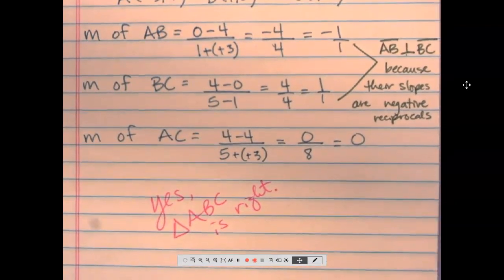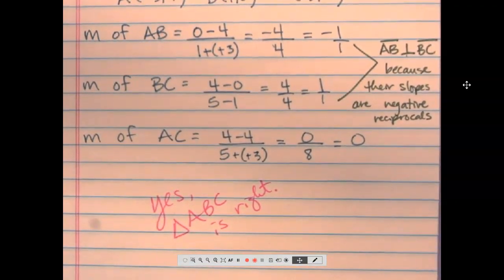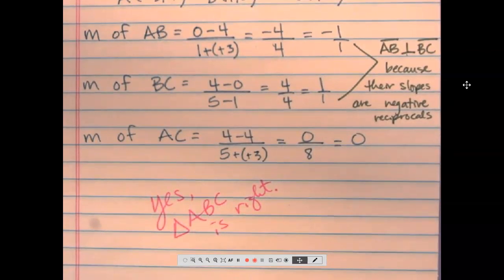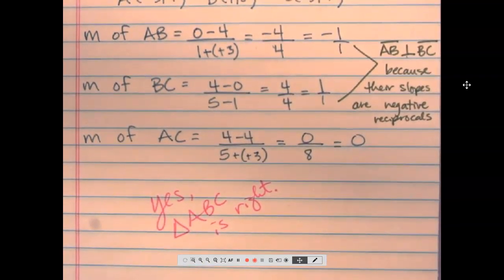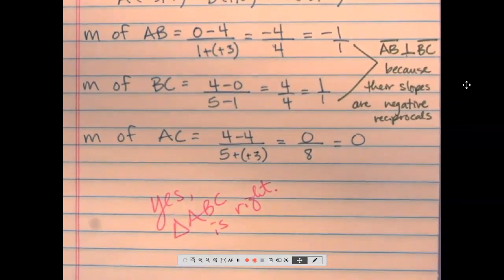Who thinks doing distance is easier or makes more sense to you? Who thinks slopes are easier? Wow. Okay. So again, there's not a right answer there. But if you encounter a problem that says, is this triangle right? You have two options. Use your slopes or use your distances. Okay? All right, so we're done with notes.